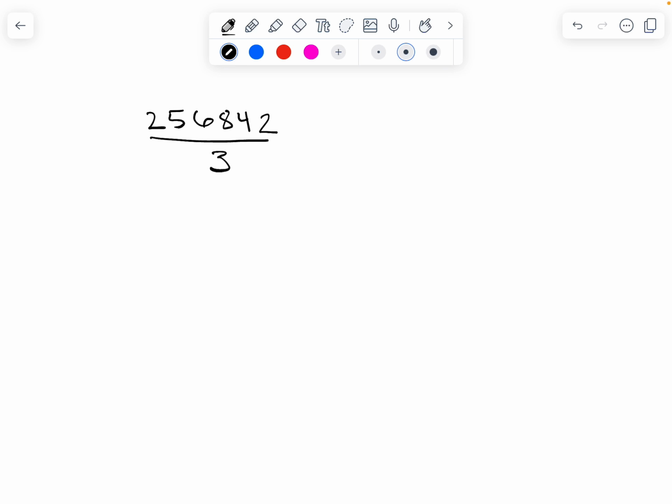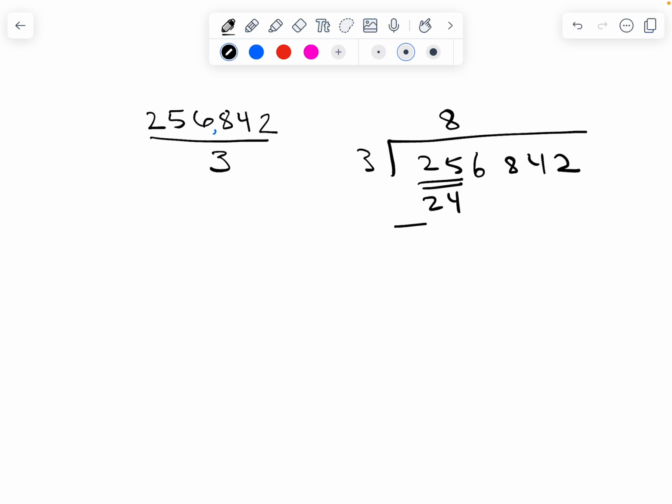So let's say I have this awful number, 25,600, oh, I read that wrong. 256,842 divided by 3. So we're going to divide this. We're going to do 3 goes into 2, 5, 6, 8, 4, 2. First question you ask is 3 goes into 25 how many times? 3 times 8 is 24. That's as close as we can get.